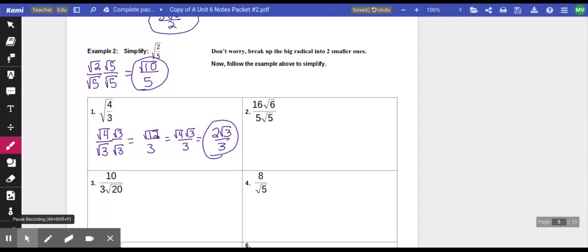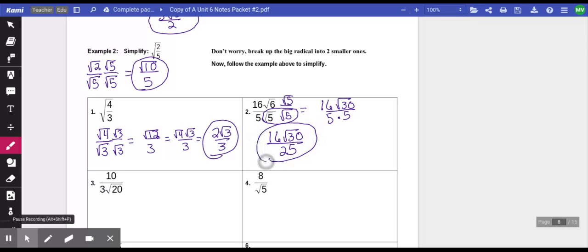Number 2, what do I do if there's another number in front? Well, I can multiply by that, but that's only going to make my numbers bigger. I really only need to multiply by the radical. So I'm going to multiply by radical 5 over radical 5. In my numerator, I get 16 radical 30. My denominator is 5 times 5 because radical 5 times radical 5 is 5. So that's 16 radical 30 over 25. 30 can't be simplified, and 16 over 25 can't be simplified. So that is my final answer.